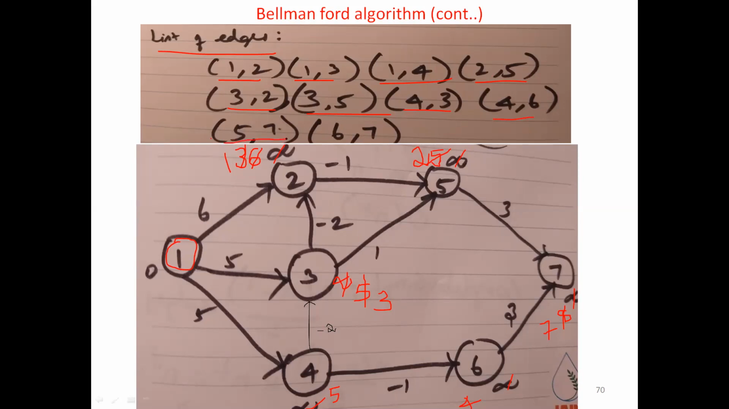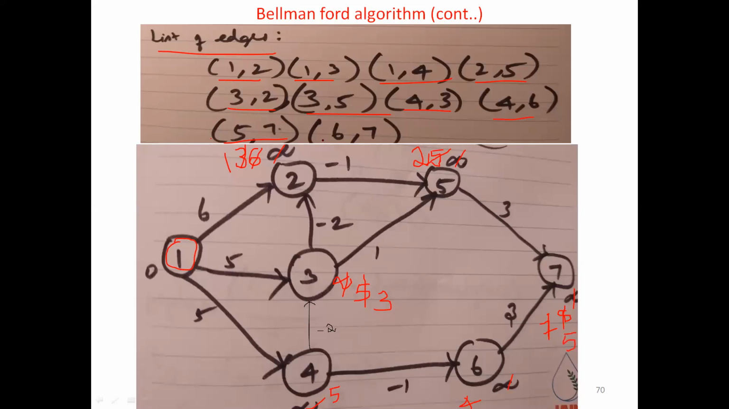Next 5 comma 7. When I take 5 comma 7, the distance of 5 is 2 plus cost 3, so 2 plus 3 is 5. But it was 7, so I can update it. It means that I can choose this path. 2 and 3 is 5, so now it is 5.